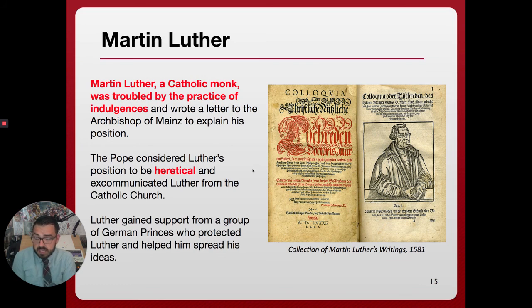So Martin Luther, again, I don't think I said this, but he was a Catholic monk. He was troubled by the practice of indulgences. And he wrote a letter to the Archbishop of Mainz to explain why he was against indulgences. The Pope considered Luther's position to be heretical. A heretic is someone who goes against church doctrine. He was excommunicated from the church. That means kicked out. It also means that he could have been killed, but he escaped capture, actually. At least it could mean you're arrested and put in jail. And Luther gained support from a group of German princes who protected him and then allowed him to spread his ideas.